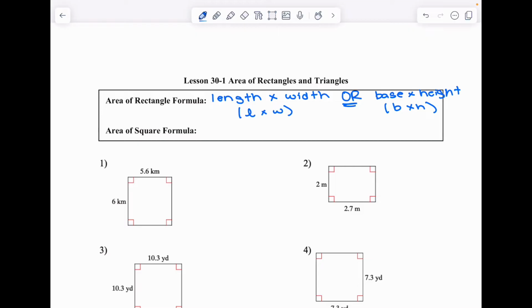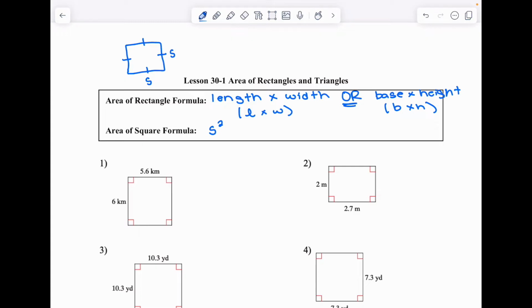Now, a square is also a rectangle, so it follows the same formula, but if you think about it, since a square has all equal side lengths, if we were to multiply the length times the width, we would be multiplying the same number by itself. So another way of saying the area of a square formula is the side squared, because we are multiplying the same length by itself twice, which is the definition of squaring a number.